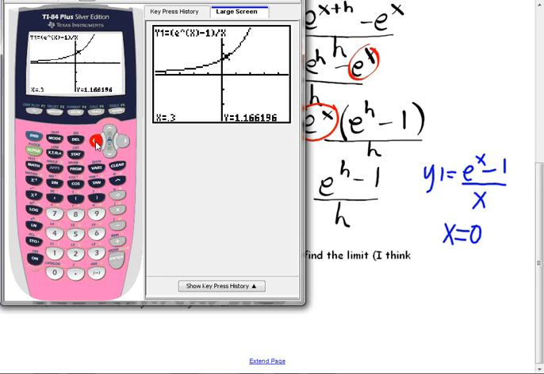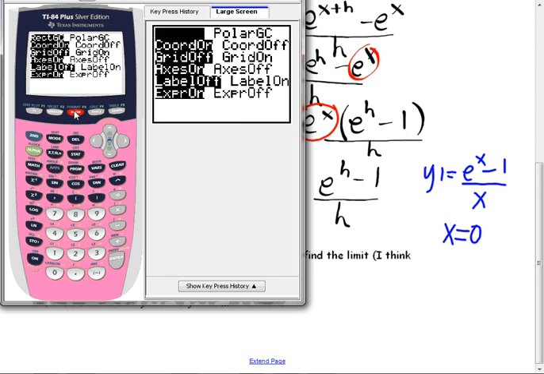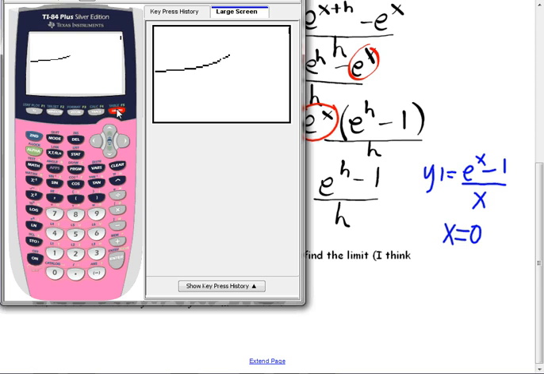Oops, I'm going the wrong way. 1, 1, 0. See, there's nothing there. If I turn the axes off, let's see if we can see that hole. Second format, that's the reason why they were off from the other class. Enter. You could see just a tiny, tiny break. Not much. So it looks like it's getting close to 1.